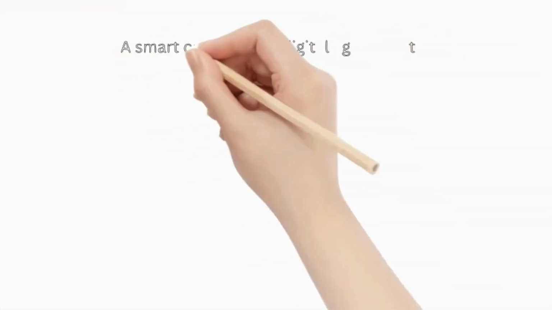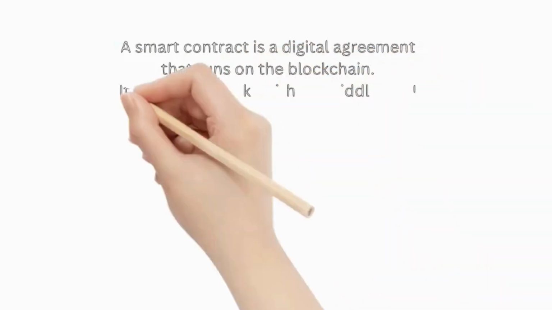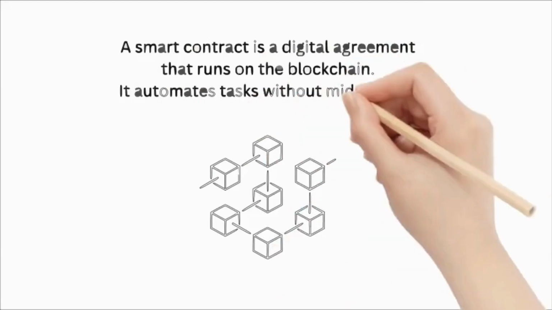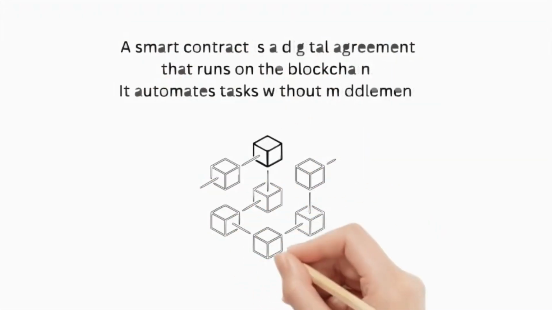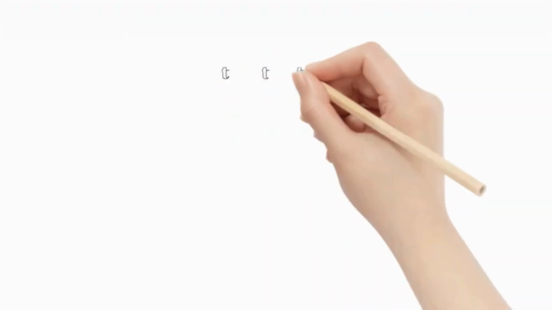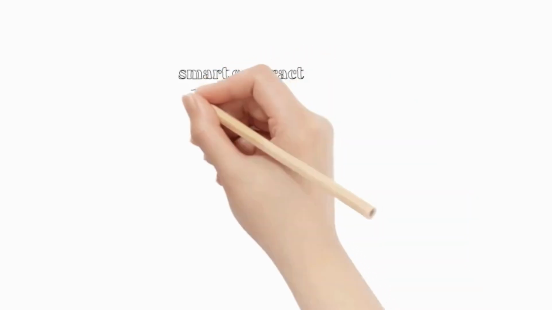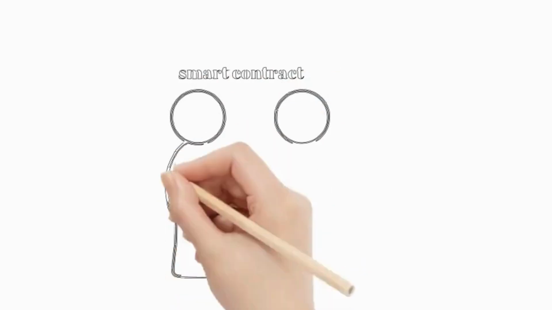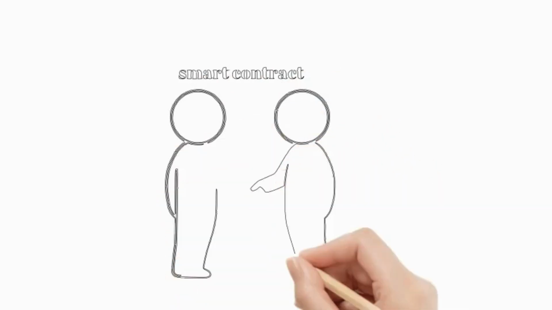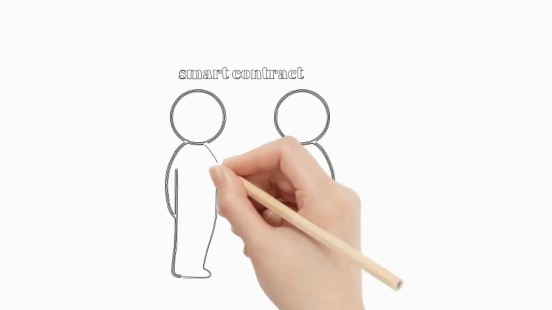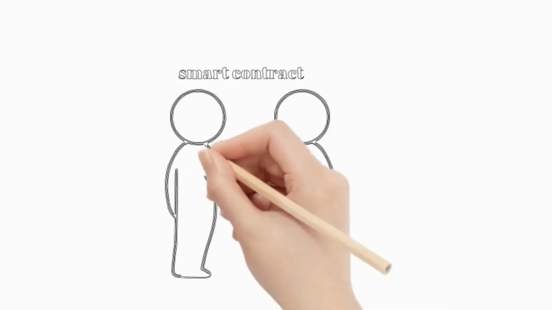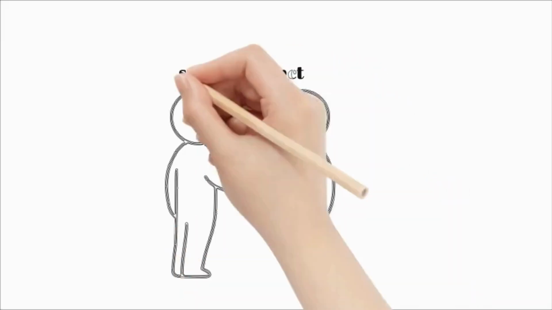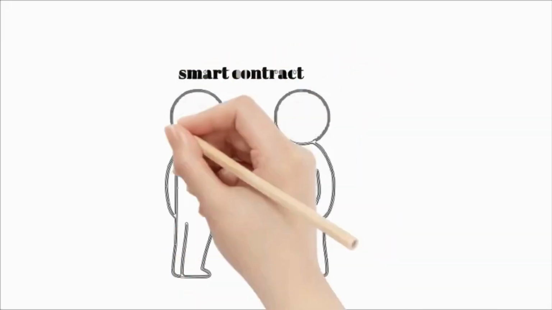First things first, what even is a smart contract? Think of it like a digital agreement that runs on the blockchain. It's a set of rules written in code that automatically executes when certain conditions are met. For example, if you and I agree that I'll pay you $10 when you complete a task, a smart contract can handle that payment automatically once the task is done. No middleman, no delays, just trustless automation. Pretty neat, right? Smart contracts are the backbone of decentralized apps, or dApps, and they're what make Ethereum so powerful. Today, we're going to create one together, step by step.